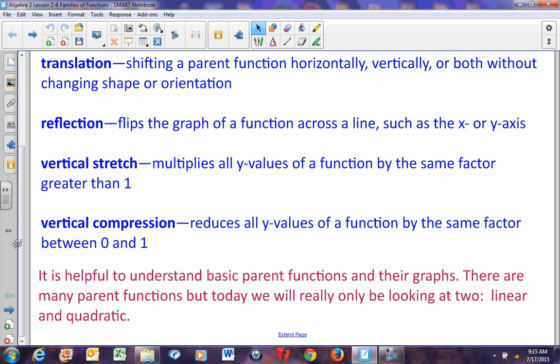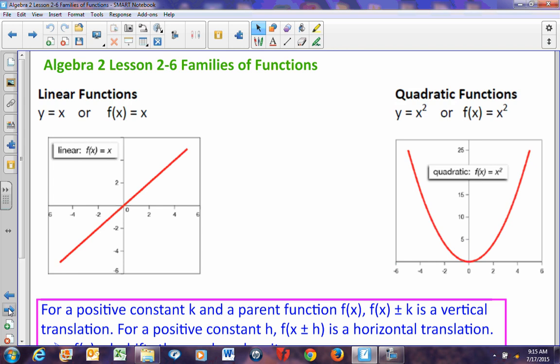Now, it's helpful to understand basic parent functions and their graphs. There are many parent functions, but today we will only be looking at 2, linear functions and quadratic functions. A linear function is y equals x, or f of x equals x. It goes through the origin, and it's just a line that goes through the origin. It has a slope of 1, up 1 to the right 1, up 1 to the right 1.